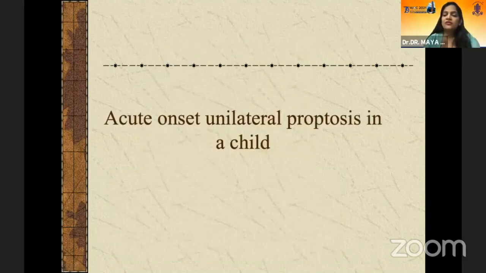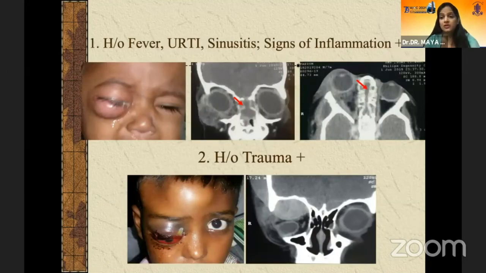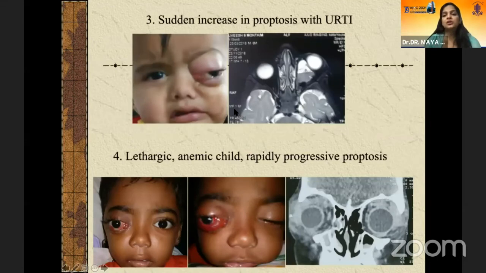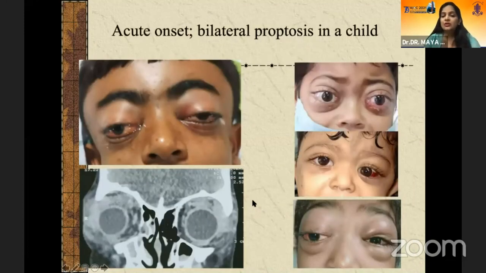Examiner may ask you the differentials for unilateral proptosis, which is acute in onset in a child. So remember, if it is associated with fever, URTI, sinusitis, it's likely to be cellulitis. If it is associated with history of trauma, likely to be hematoma. If there is an increase in proptosis with the URTI, it can be a sudden expansion or chocolate cyst formation in the lymphangioma. If the general condition of the child is poor, anemic, lethargic, and there is a rapidly progressive proptosis, it could be a leukemic infiltrate. So leukemic infiltrate or systemic metastasis, systemic malignancy will give rise eventually to a bilateral proptosis.